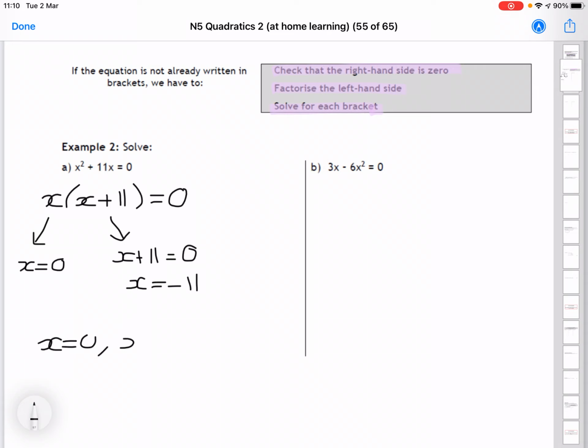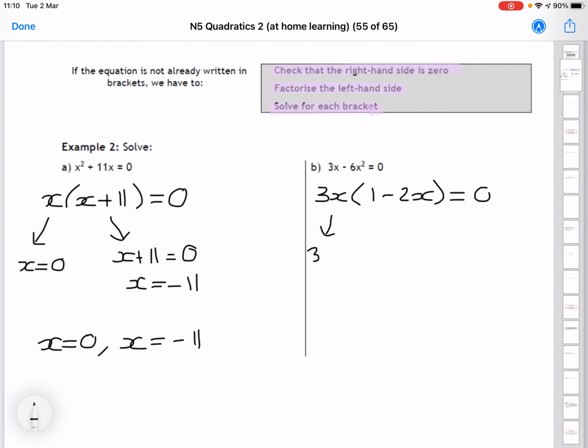So we have 0 and minus 11. For B, we have 3x minus 6x squared equals 0. So we have equals 0 on the right hand side. We can go right into factorising. First thing we look for is a common factor. So these both divide by 3x. So 3x is your common factor, and then inside your bracket you're going to have 1 minus 2x.